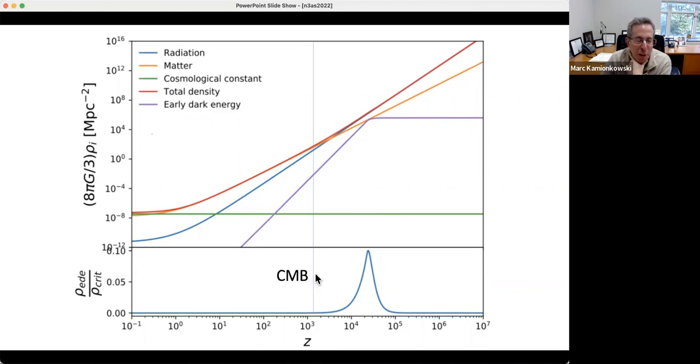So what we have here on the bottom is the fractional contribution of early dark energy to the total energy density of the universe. And if that peaks shortly before recombination at redshift of about 1,000 and has a value of about 10%, then you can decrease the sound horizon by about 10% and explain the Hubble tension.